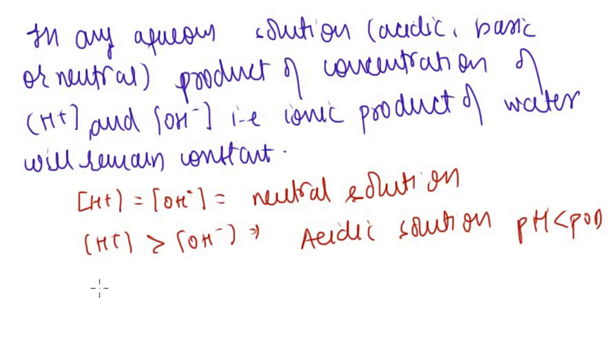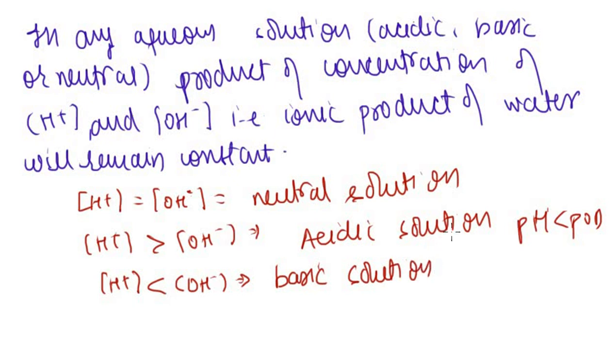And when the concentration of H plus is less than the concentration of OH negative, that is called a basic solution. Vice versa, when it is a basic solution, the OH negative concentration is higher than H plus. So in that case, pH is more than pOH. So in a basic solution, we know pH is higher.